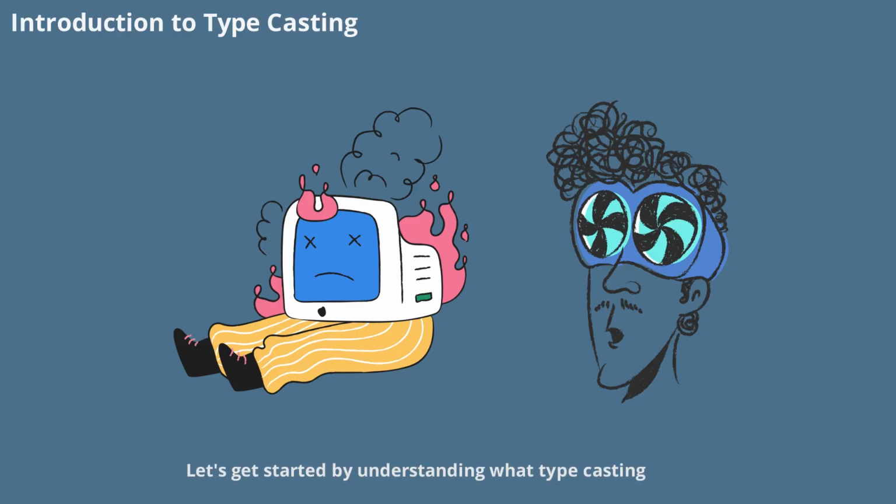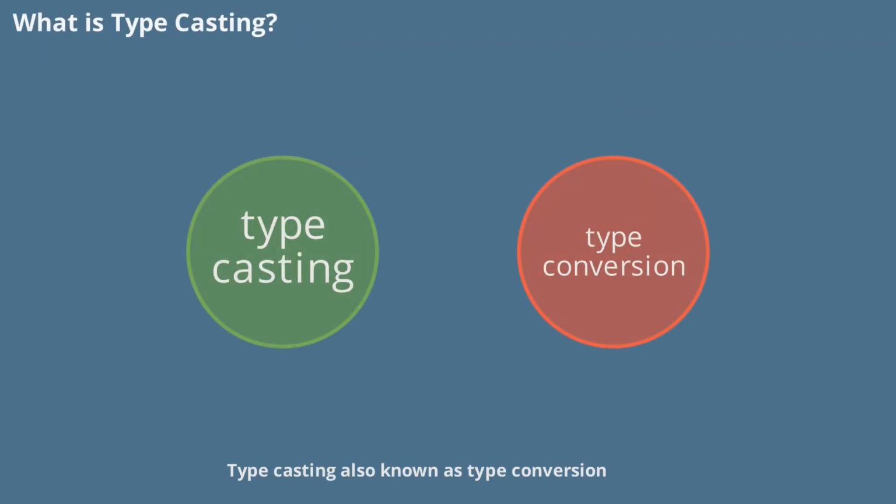Let's get started by understanding what typecasting really means in the context of C++ programming. Typecasting, also known as type conversion, refers to changing a variable from one data type to another. In C++, this is a fundamental concept that allows you to manipulate data more flexibly. Sometimes, the compiler handles the conversion automatically, while other times, you as the programmer need to specify exactly how the conversion should occur. Typecasting ensures that operations between different data types are performed correctly, and it helps prevent errors that might arise from incompatible types.